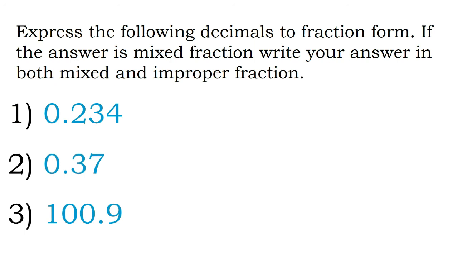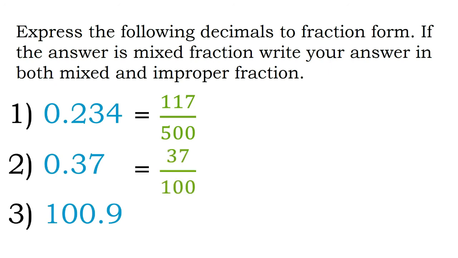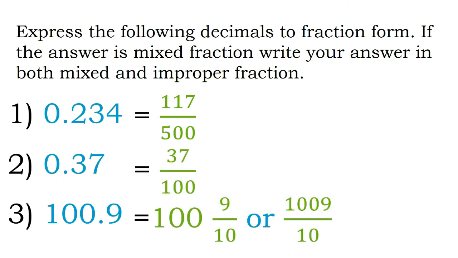Let us now answer the given problem. For number 1, the answer is 117 over 500. For number 2, that is 37 over 100. And for number 3, we have 109 tenths or 1009 over 10.